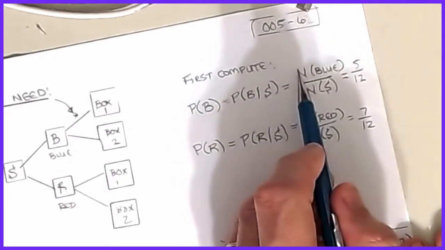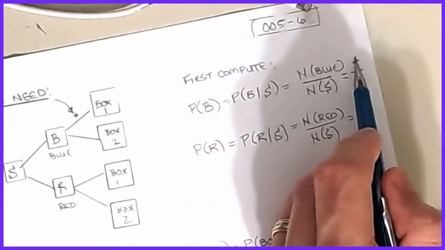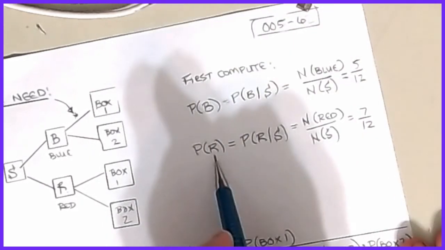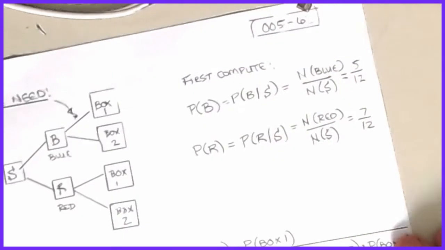So we had 3 from box 1 and 2 from box 2. That gives me a 5, and then the number of the sample space is 12. Okay, and likewise for the red, I can come up with that as being 7/12 in a similar fashion.